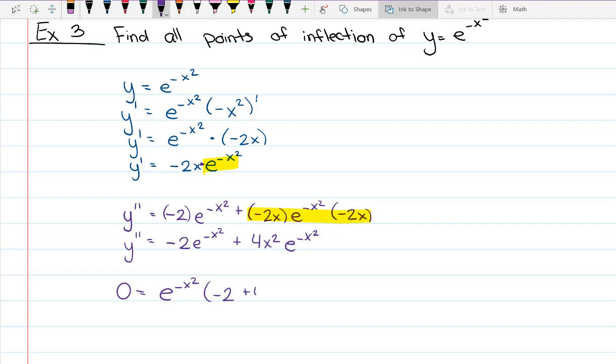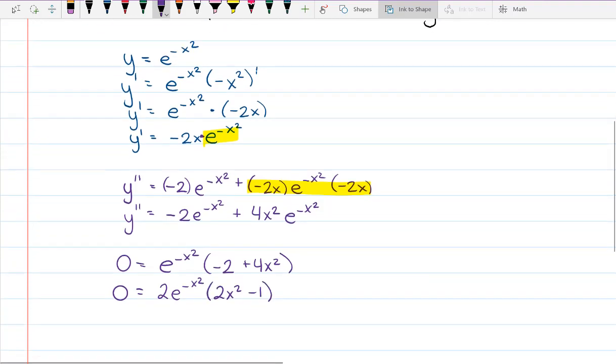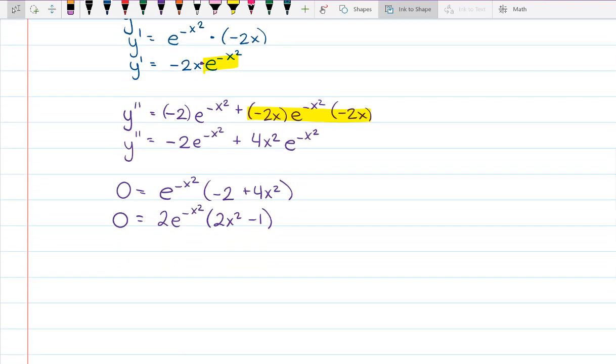Negative 2 plus 4x squared. I'm going to go ahead and factor out a 2 as well. So 2e to the negative x squared would be 2x squared minus 1. And now we need to set that equal to 0 and solve. Now notice that this can never be 0.